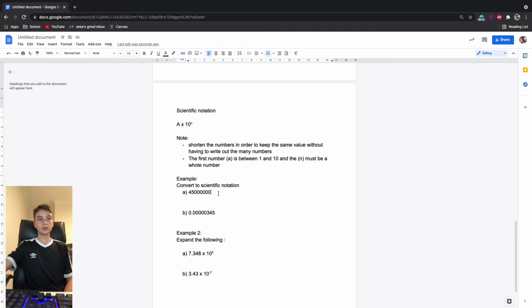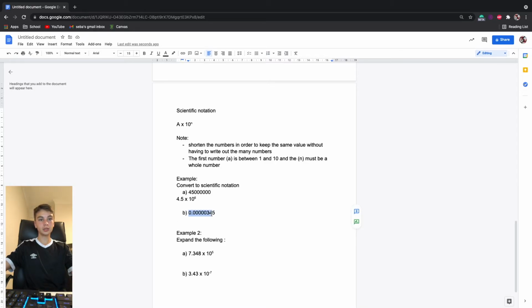Convert to scientific notation. So in this, we look at the first digit, and 45 is not between 1 and 10, so we have to do 4.5 times 10 to the power of n, which in this case n represents the amount of zeros. 1, 2, 3, 4, 5, 6. So it would be 4.5 times 10 to the power of 6.